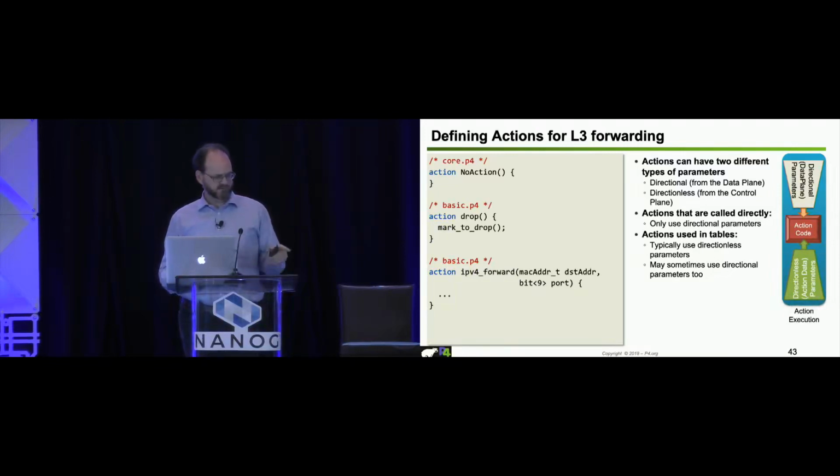And then the action ipv4_forward, again, we see no in or out directions on these two parameters, destination address and port. That's because they are picked by the control plane when it installs table entries. They're not things you supply when you call. When you apply the table, you don't give values for those names. They're given by the control plane when it installs table entries.